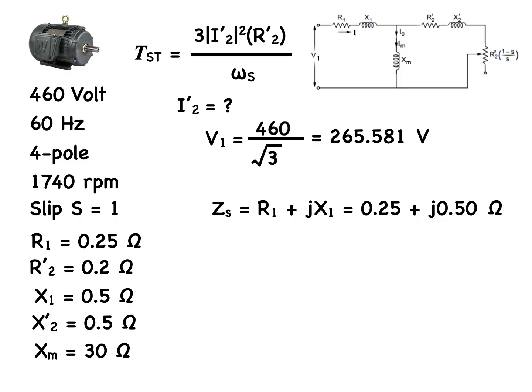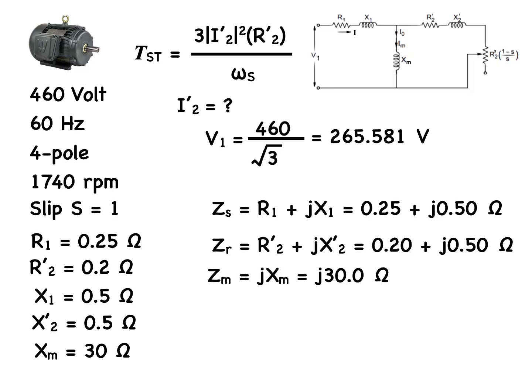From the per phase values, we know that the stator impedance is equal to R1 plus jX1. Plugging in our actual values, we get 0.25 plus j0.50 ohms. We also know that the rotor impedance is equal to R'2 plus jX'2. Plugging in the actual values here, we get 0.20 plus j0.50 ohms. And finally, we know that the magnetizing impedance is equal to jXM, and the actual value of that is j30 ohms.